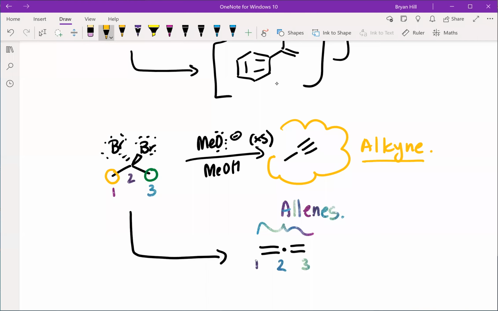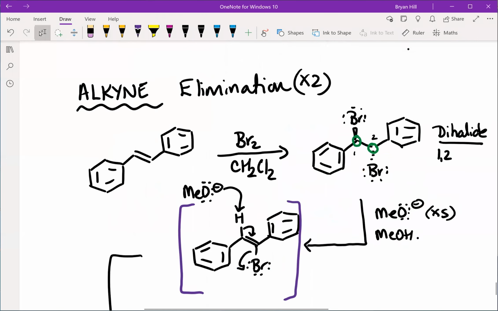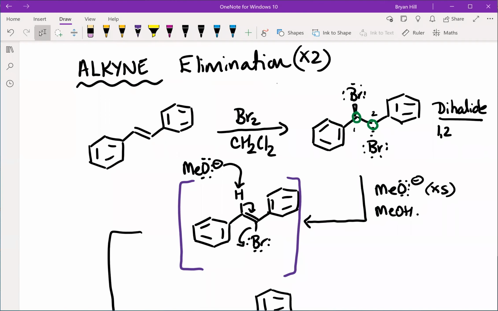Yeah, they're kind of cool compounds in many ways, but we might discuss this in a different class, an upper level class. So just don't worry about those. Just assume that if we're doing a double elimination, you make the alkyne. So that's basically the ways that we've seen so far of how to make them.